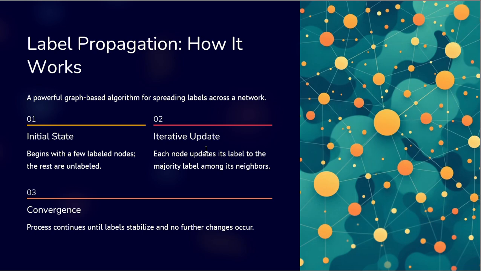So basically, the one without the labels looks around its neighbors and checks who has the most common labels or badges, and they choose that badge to wear. So this is how the label propagation works.